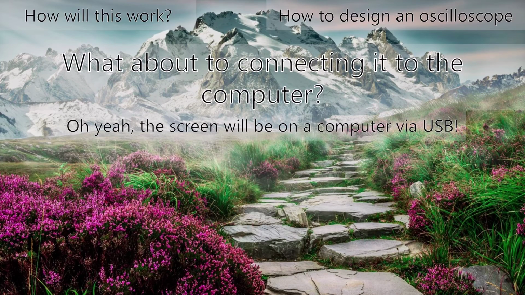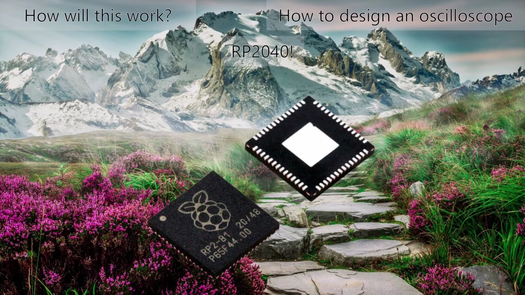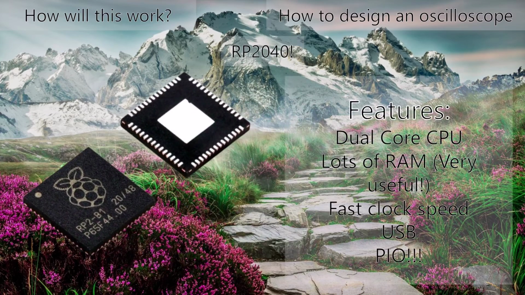But what about connecting it to the computer? Oh yeah, the screen will be on the computer via USB. Well, we're going to use an RP2040, which is a microcontroller, or MCU, designed in Cambridge by Raspberry Pi. It has a dual-core CPU, lots of RAM, which is very useful for our needs, a very fast clock speed, built-in USB, and programmable I/O, or PIO.